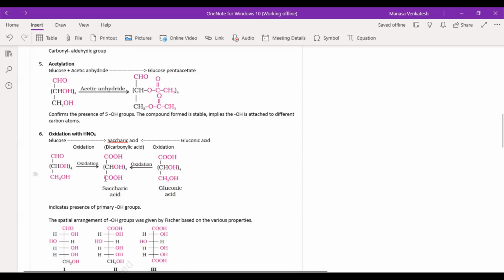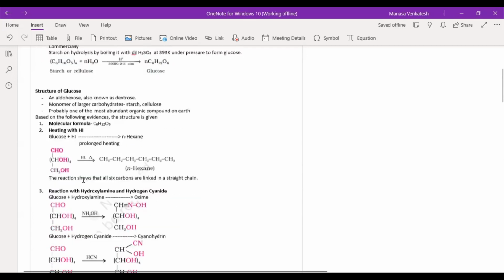Saccharic acid is basically the conversion of this bottom CH2OH to a COOH. So both the top and the bottom carbon have been oxidized to give COOH. And this in turn also indicates the presence of a primary OH group. This carbon is bound to 2 other carbon atoms, so it is not a primary carbon atom, but this CH2OH is a primary carbon.